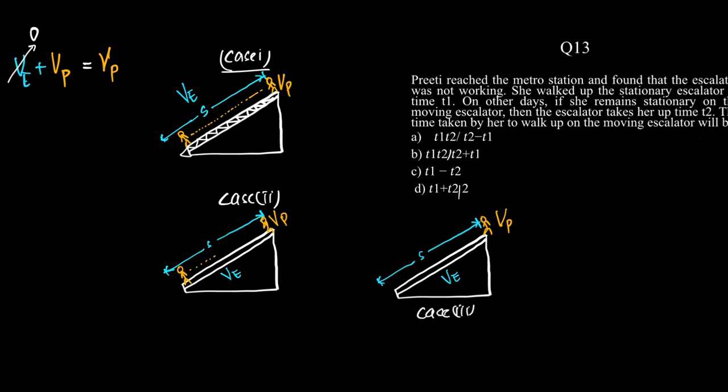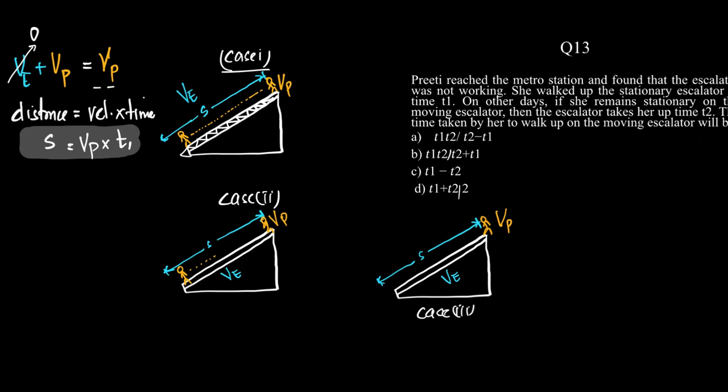Okay. Now, in this case, what is the distance traveled equal to? Distance traveled is equal to velocity into time, right? What is the distance? The distance traveled is S. What is the velocity? There is only one velocity, which is Vp. So Vp into time. It is said in the question that she takes time t1. So this is the first relationship. S is equal to Vp into t1.